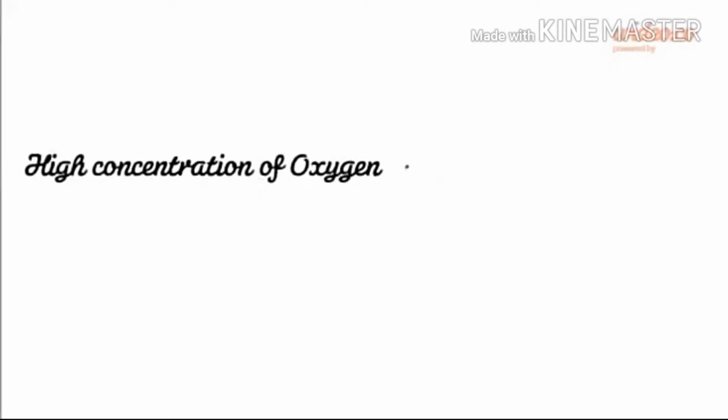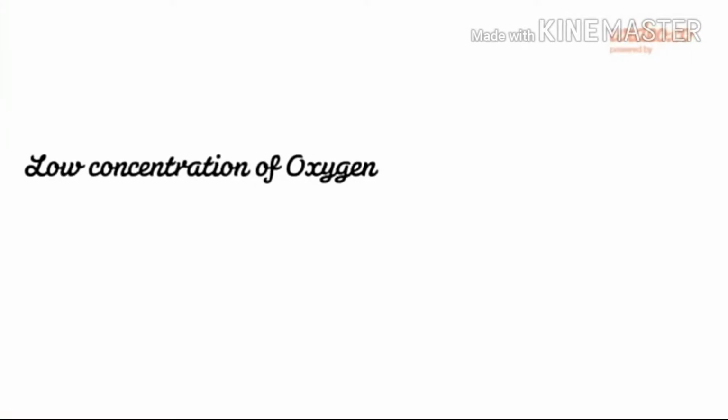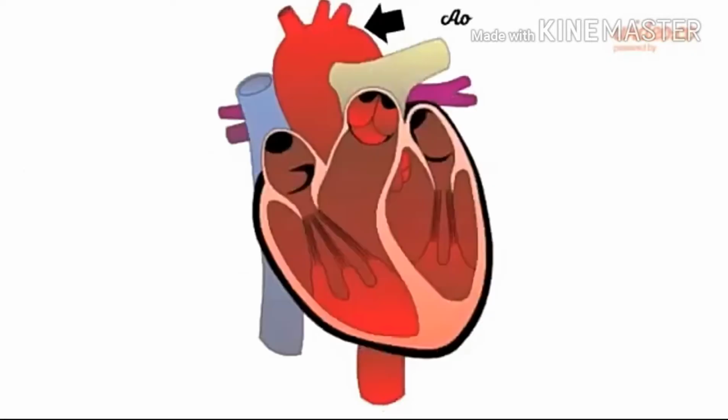Red blood cells have something in them called hemoglobin. This protein combines with oxygen in a place where there is a high concentration of oxygen to make oxyhemoglobin, making it very unstable. Then in turn, when it reaches a place where there is a low concentration of oxygen, it releases oxygen because it is unstable.